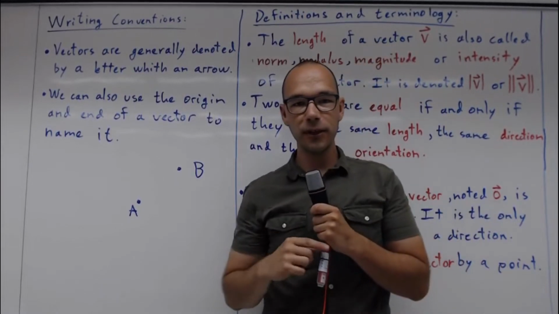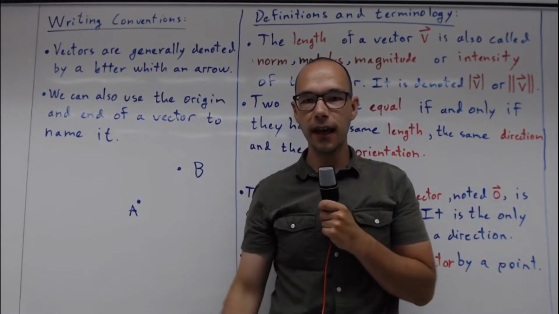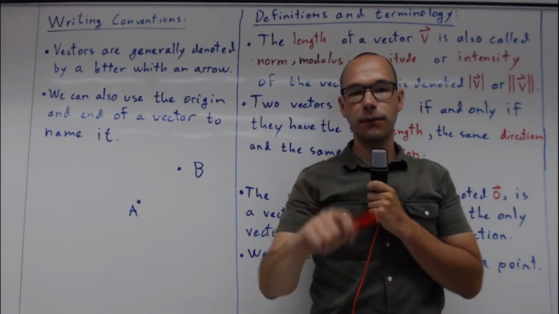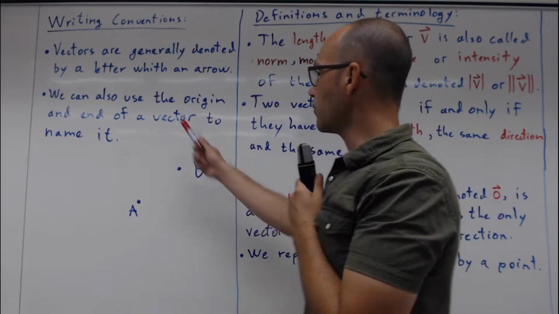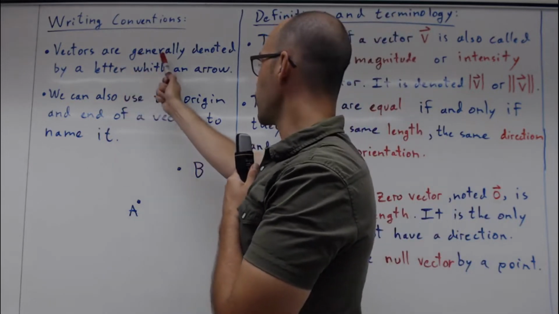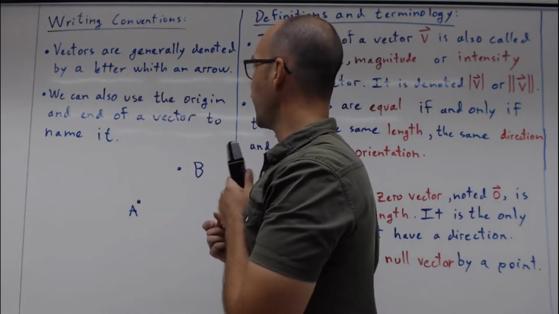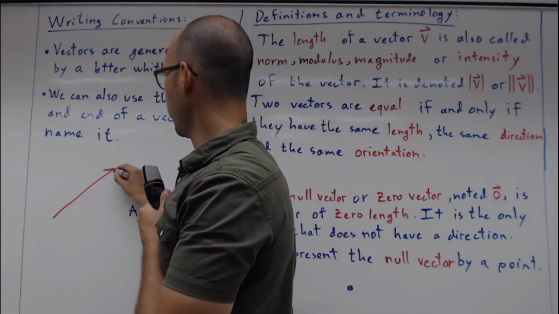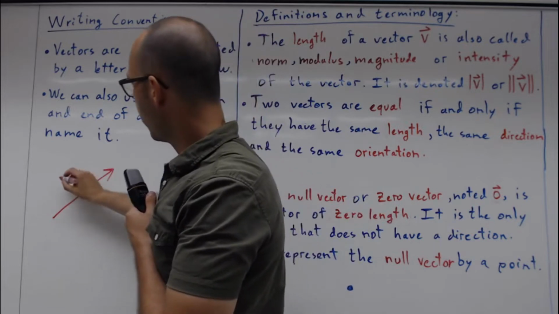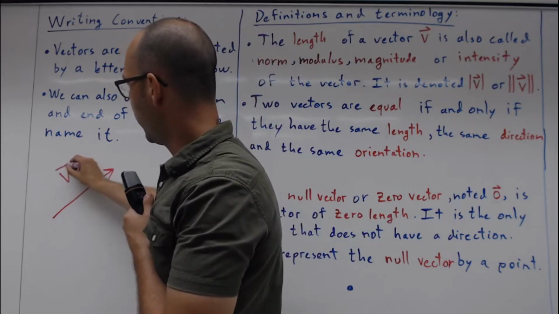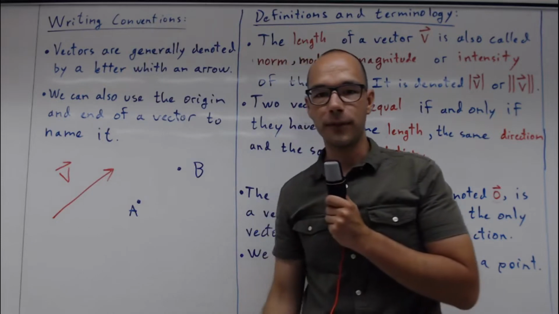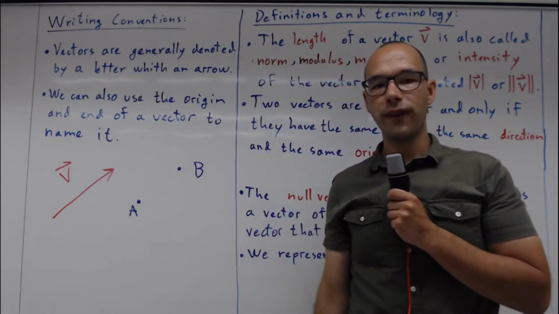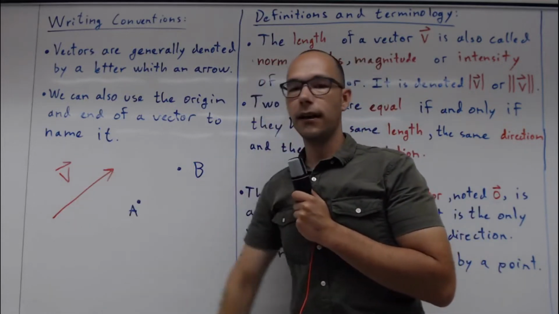Okay, we're going to be doing some writing conventions and definitions of vectors. So I'm going to start with the writing conventions. The first one: vectors are generally denoted by a letter with an arrow. So we can write this vector right here. This arrow is actually vector v with an arrow on top. So this is a proper way for naming your vector. We can name it v with an arrow on top.